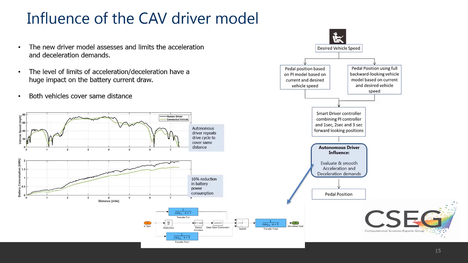So on the graph on the left, you would see the black line is the driving profile with a human driver. This is one of the real-world drive cycles that we collected in Ann Arbor. And the green line shows what the driving profile looks like for the connected vehicle. And so the top graph obviously is the vehicle speed, and you can see that the drive cycle is a lot smoother, and a couple of the stops have been eliminated. The second thing, at the bottom, you would see the battery power consumption, and you would see that the battery power consumption actually has reduced by about 16%.